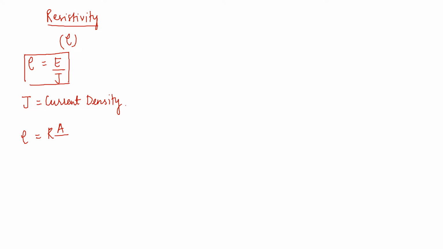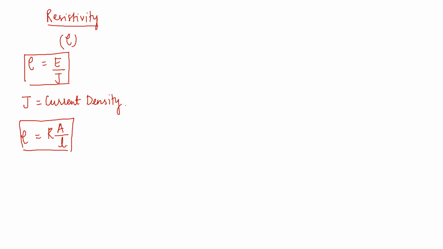Resistivity is denoted by rho, and we can equate resistivity as electric field upon J, where J is the current density. Next to it, again rho can be given as R A upon L, where R is the resistance, A is the area, and L is the length.